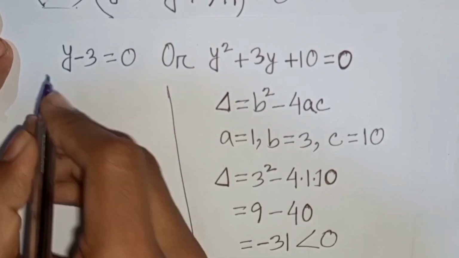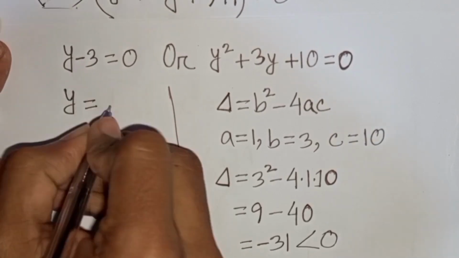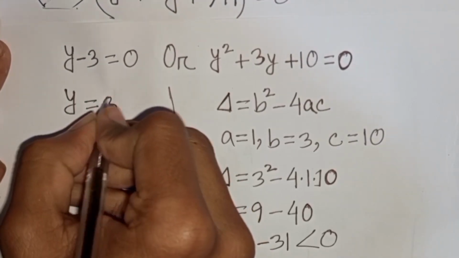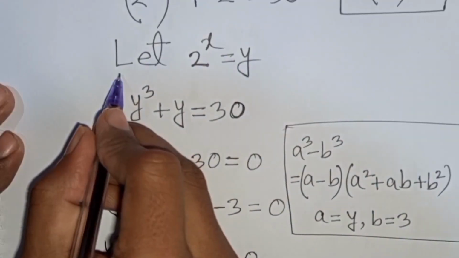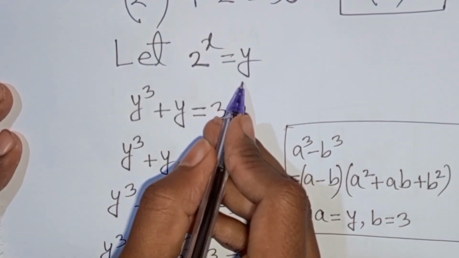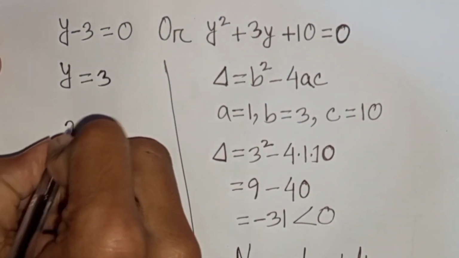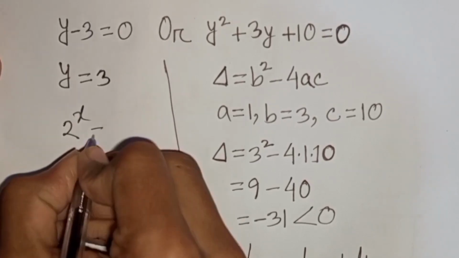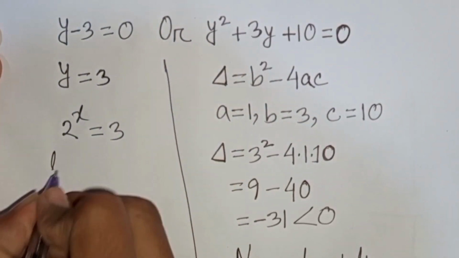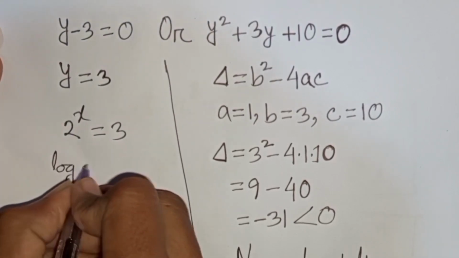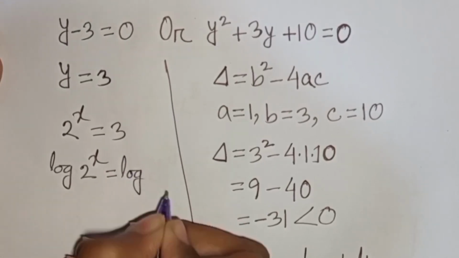Now from here y is equal to this, minus 3 taken to the right side will be plus 3. Now we see y is equal to 3, but remember that we let 2 power x be substituted by y. So y, that means 2 power x, is equal to 3. Now we take log on both sides. You can write here log of 2 power x is equal to log of 3.